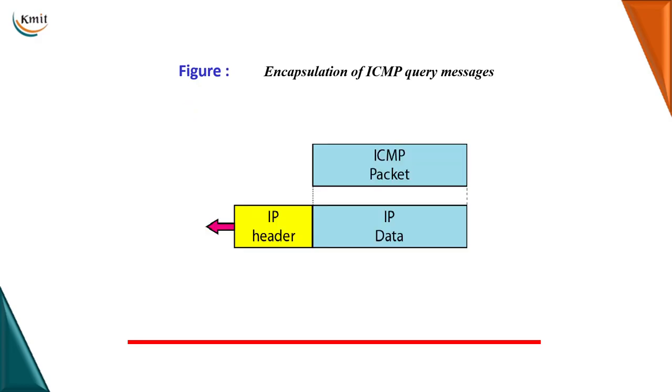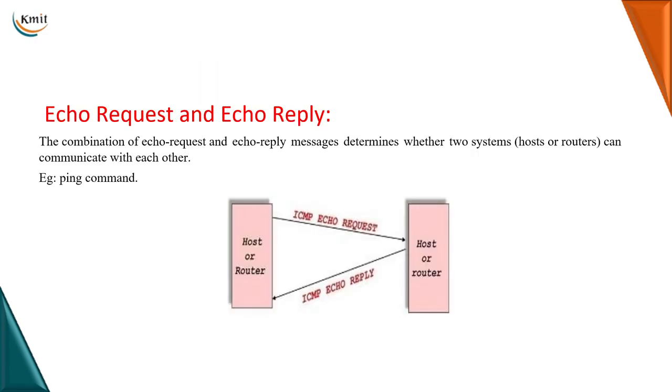As you all are aware, ICMP is a companion protocol of IP. So the ICMP packet will be encapsulated in the IP packet. Let us see the messages echo request and echo reply. What is echo request and echo reply? It works just like the ping command, where you want to see whether the other device is available or not. It determines whether two systems, either hosts or routers, can communicate with each other. So I will send an echo request. If you are ready for communication, you will send me an echo reply. Echo request and echo reply.